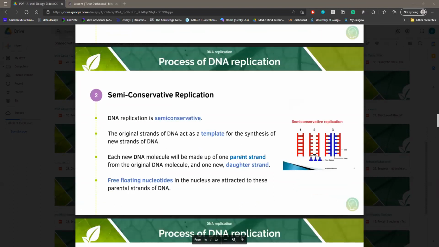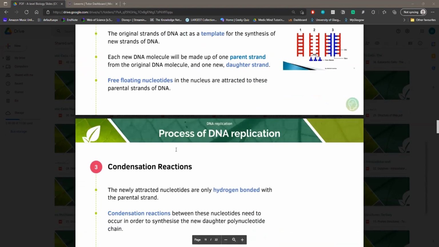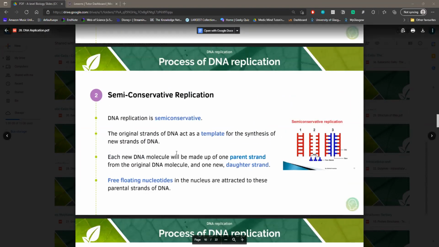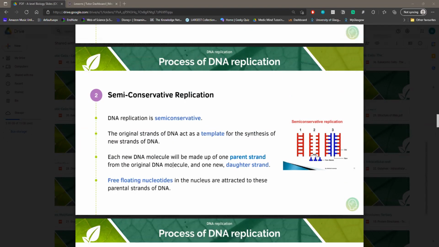Okay, so the next part of DNA replication is semi-conservative replication. Semi meaning half, or some parts X and some parts Y. Conservative meaning it's not changing. So the principle of semi-conservative replication means that one strand is newly generated and one strand is from the parent strand. Free-floating nucleotides that are always in the nucleus anyway come along and bind by hydrogen bonds to this exposed DNA strand that we've got.